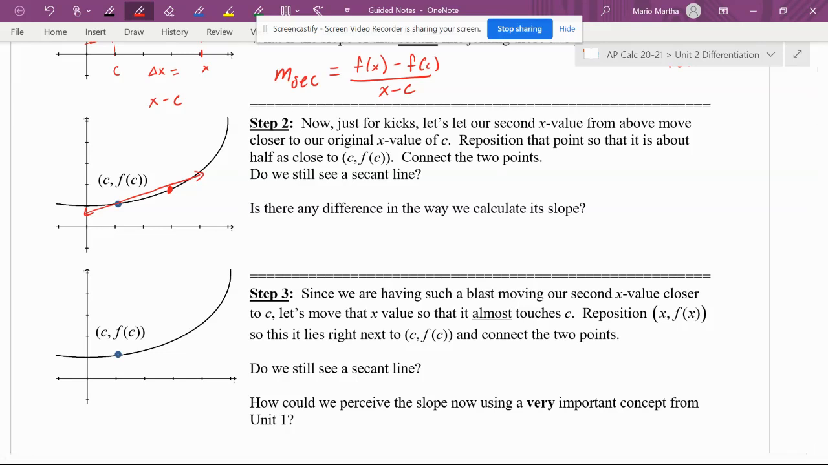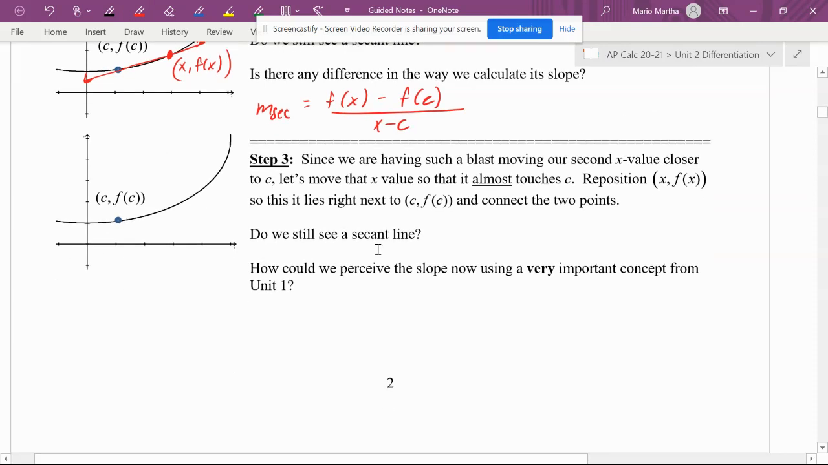So is there any difference in the way we calculate its slope? Let me see if I want to calculate the slope. So m secant of this line now. Let me make sure it lines up with the other one at least. There you go. So this is still x comma f of x, and then this value, exactly the same thing. So x minus c, difference in y's over the difference in x's.